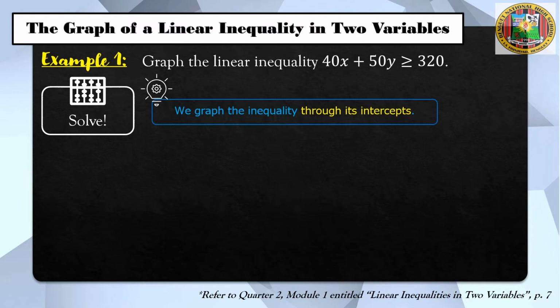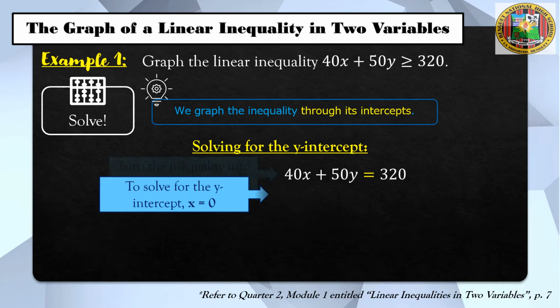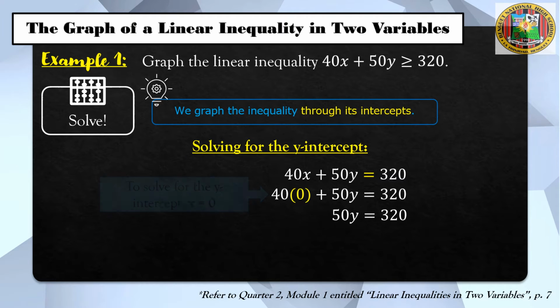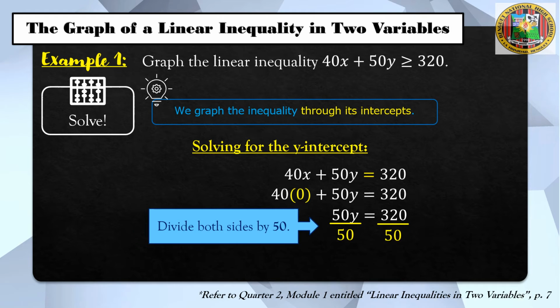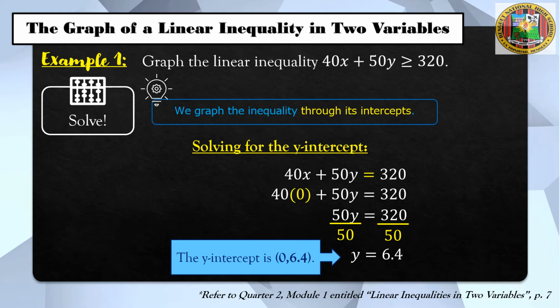Next, we solve for the y-intercept. We begin by turning the inequality into an equation. Then, we set the value of x to 0, so that we are left with 50y equal to 320. To solve for y, we divide both sides by 50 to get the value for y, which is 6.4. This means that the y-intercept will be plotted at (0, 6.4).